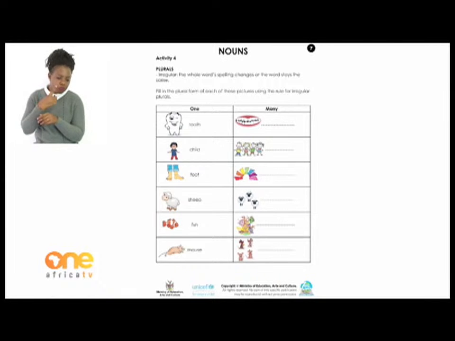Our example, tooth. Do we add ES? Do we add S? No. The word or the noun changes completely to become teeth. So fill in for child, foot, sheep, fish, mouse.